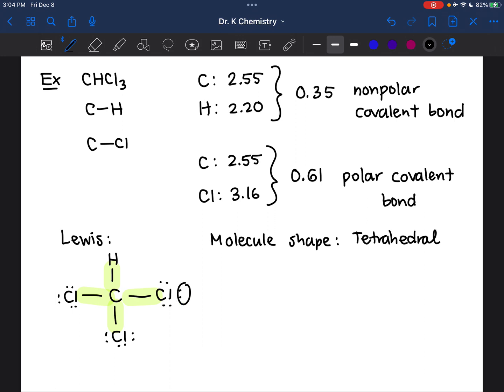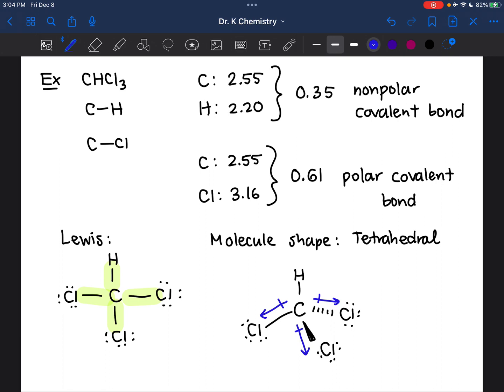And again, don't let the lone pairs on chlorines deceive you. We're only interested in the lone pairs on the central atom, which is carbon. If I draw the molecule shape, it will look like that. And then I need to draw the dipoles on the structure. Based on the electronegativity values, chlorine is definitely more electronegative than carbon, which means chlorine is going to be pulling electron density toward itself in all of these bonds.